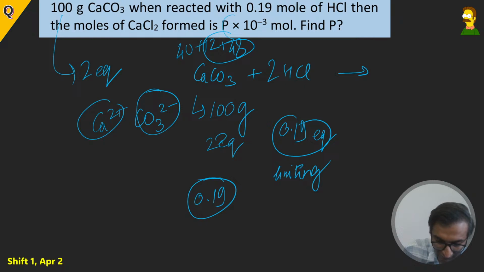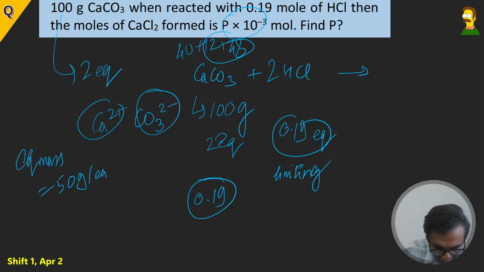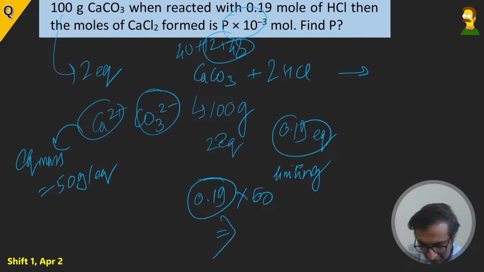So 0.19 equivalents मतलब कितने हो गया? इसका equivalent mass क्या हो गया? CaCO3 का is 50, right? Because I just told you 100 grams by 2, n factor etc. Multiply this with 50 and that should be the answer that you get. सही है कि नहीं? Correct? Yes, no, maybe? Good job, Ash.